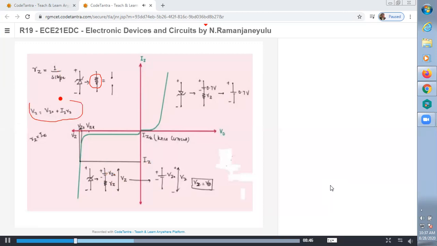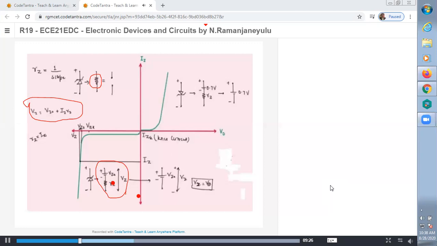Observe here: at any point, Zener voltage is equal to the sum of VZ naught plus IZ into RZ. Simply apply KVL to this loop. Here it is a voltage source, that is VZ naught, and the current flowing is IZ. So VZ is equal to VZ naught plus IZ into RZ. Remember this one.